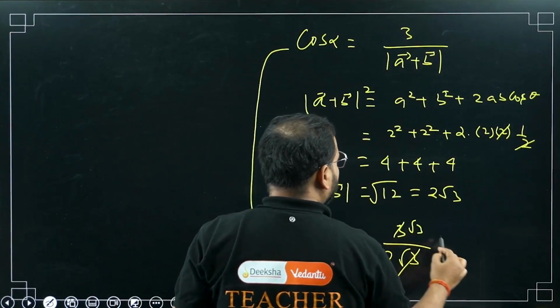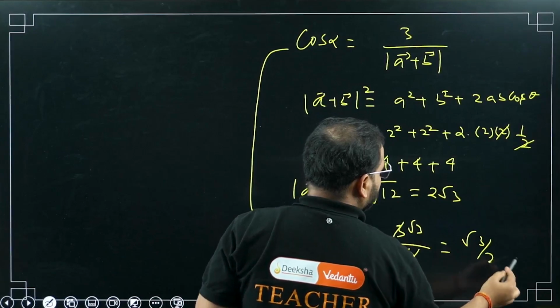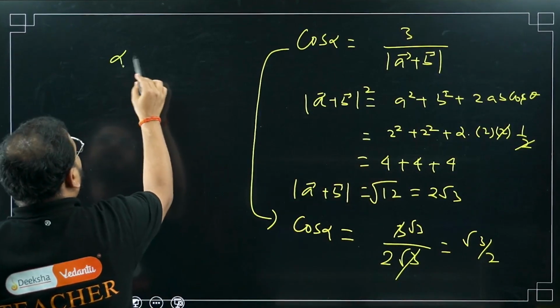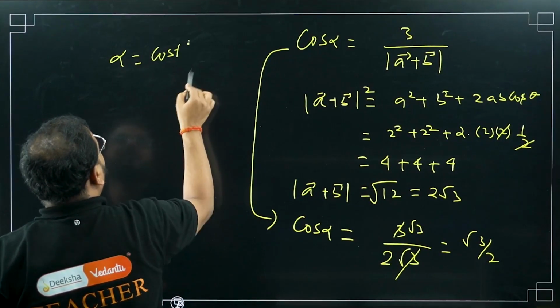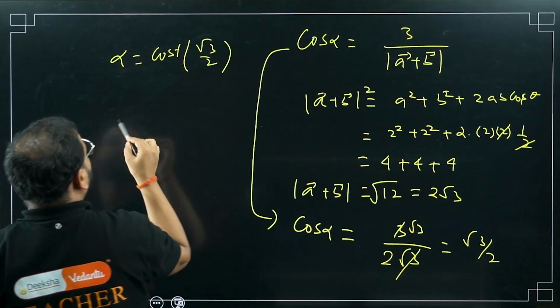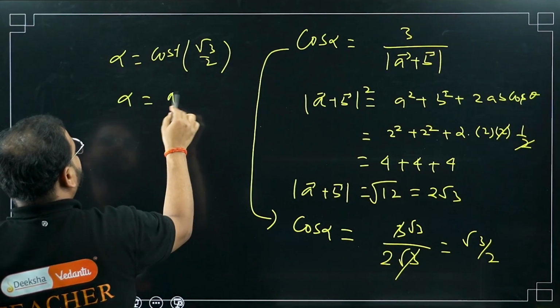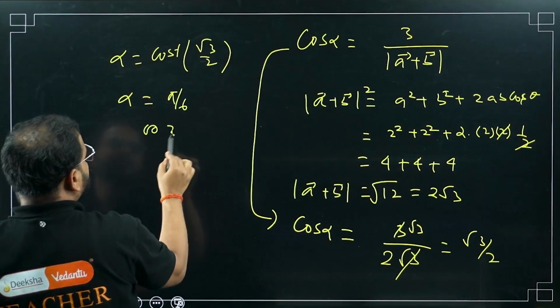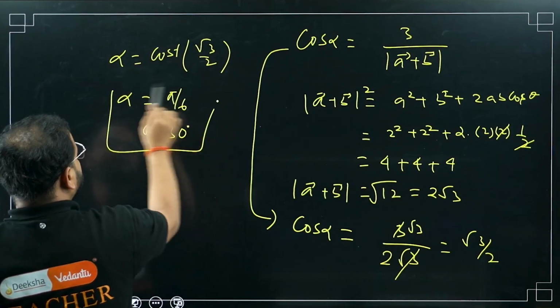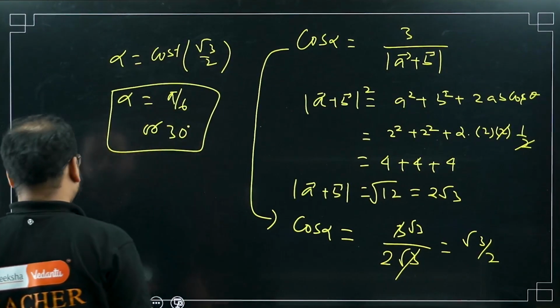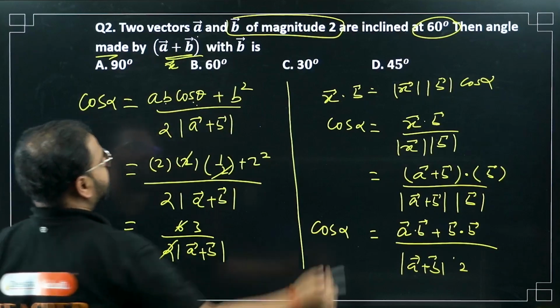How much are you going to get? Root 3. What is the value? Root 3 by 2. What is my alpha? Alpha is cos inverse of root 3 by 2. So alpha is what? Pi by 6 or 30 degrees. Option number C.